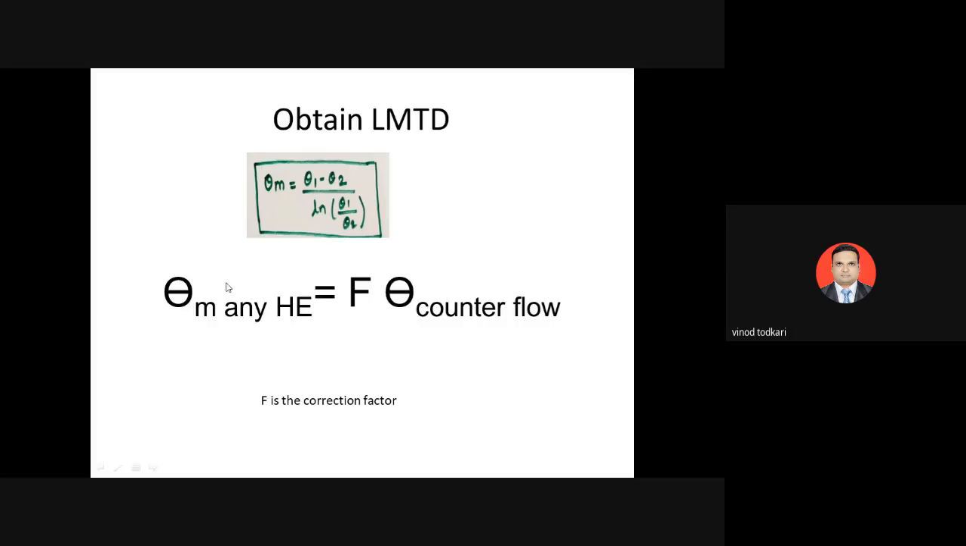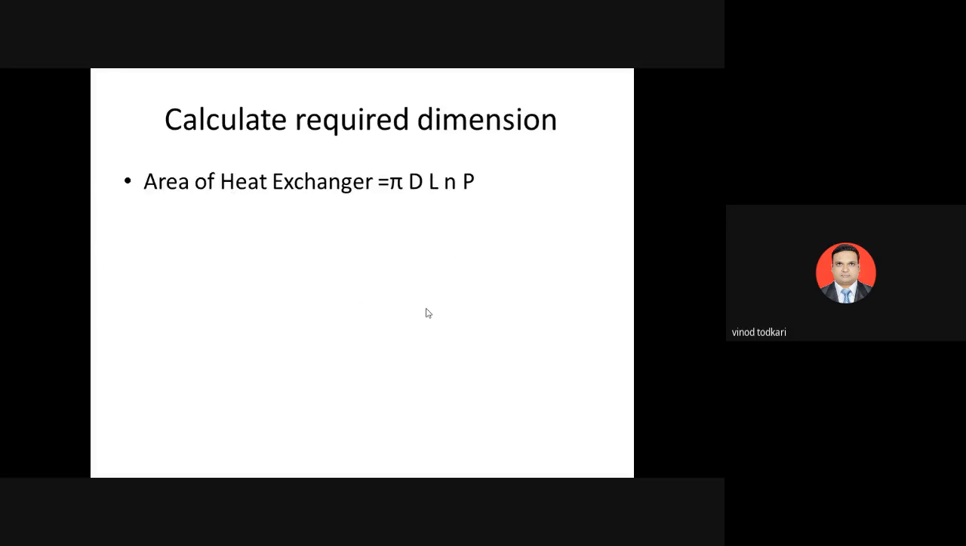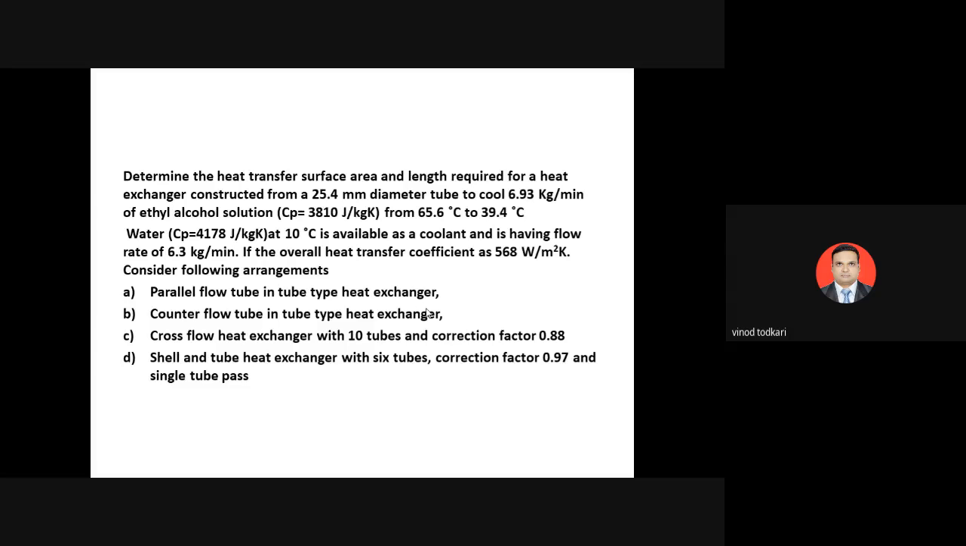Okay, so the last step is to calculate theta m. And what is the formula for theta m for a cross flow heat exchanger or a shell and tube heat exchanger? The formula is correction factor into theta m for a counter flow heat exchanger. And then we can calculate the area. How? Simply we can apply the equation Q is equal to UA theta m, where Q is the heat transfer rate, U is the overall heat transfer coefficient, theta m is log mean temperature difference, and A is the area required for heat transfer. So we can work out A. Once A is known, we can work out length or number of passes or number of tubes.